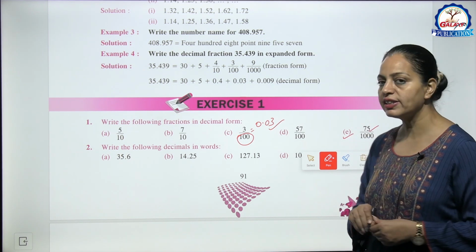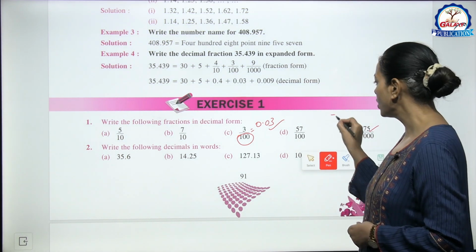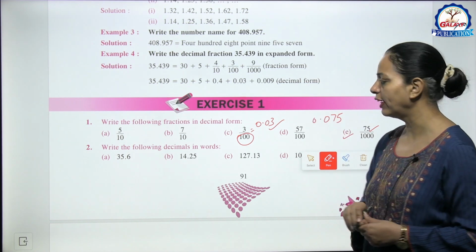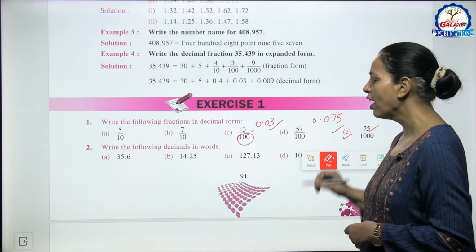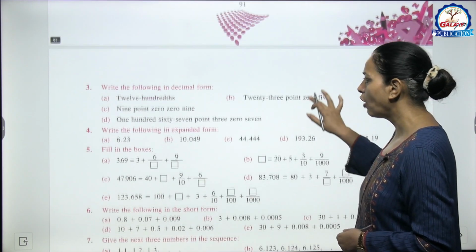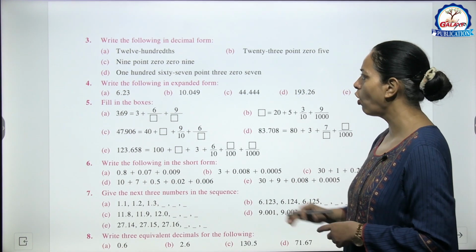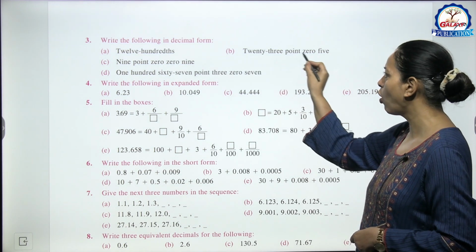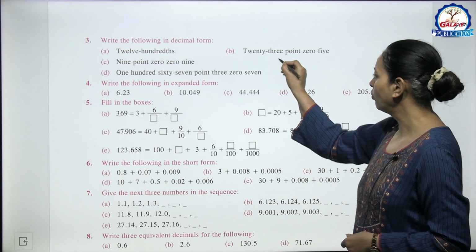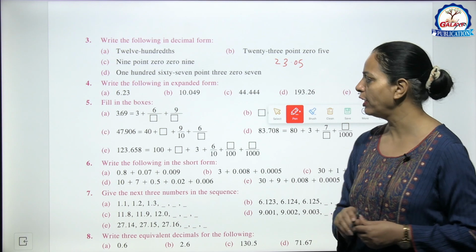We have 2 digits, but where do we have to put the decimal? Before 3 digits. So before 75 add 1 zero, and here the point and then 0. So this is the answer. Okay. Similarly, you can try the second question. Now the next is the third question. Write the following in decimal form, like B part, 23.05. So how will you write it? 23.05. Similarly, you can try the remaining parts.